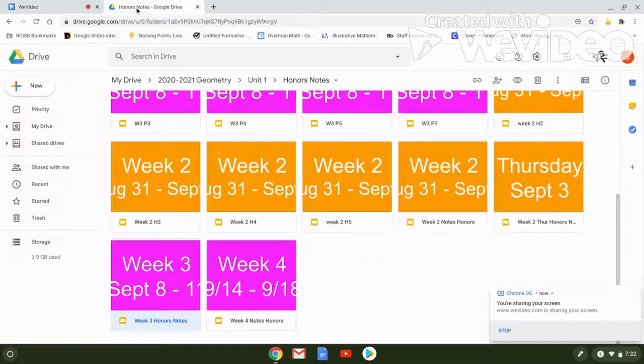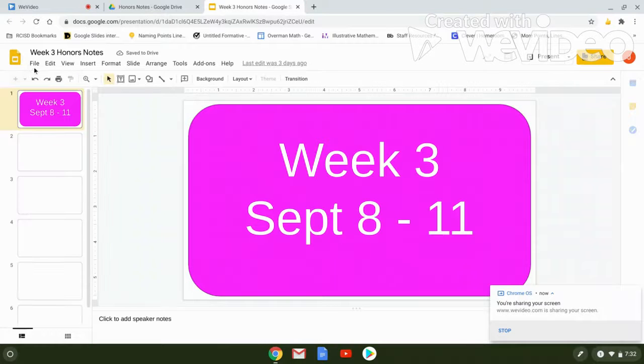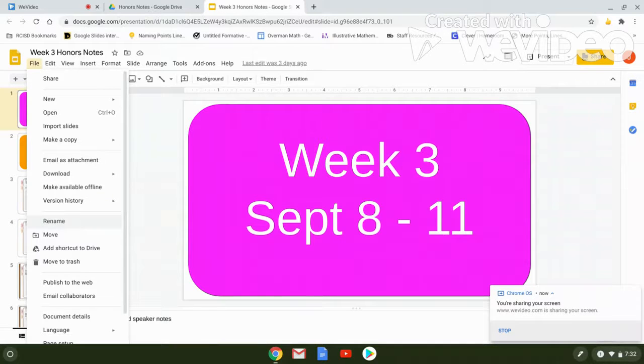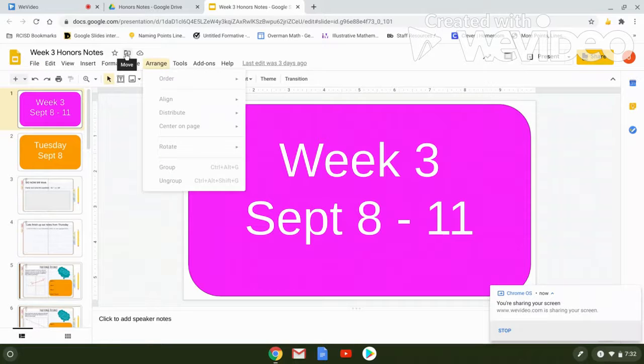Okay, I wanted to remind everyone that when you download your notes from Google Classroom, it's always going to ask you to make a copy. When you make that copy, make sure you move it into your geometry folder. You can either do that by pressing File, and come down here to Move, or you can use this little file button up here that says Move. Put it in your geometry notebook.